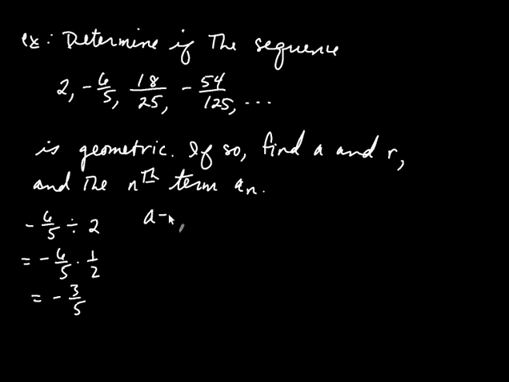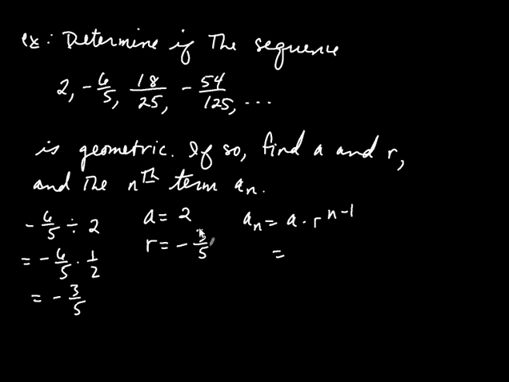So the first term A is equal to 2. The common ratio R is -3/5. Yes, the common ratio can be a negative number. And now the nth term of the sequence, A sub n, is A multiplied by R raised to the n take away 1.